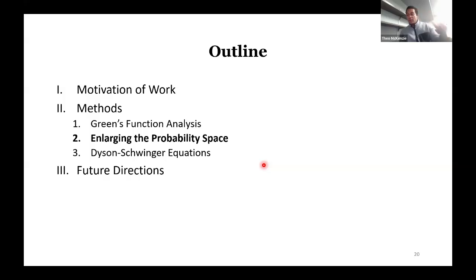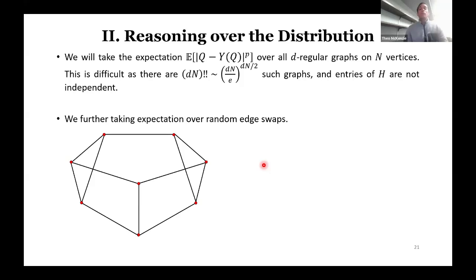Okay, now let's talk about enlarging the probability space. So once again, the problem that we want to deal with here is that there are a lot of regular graphs. Basically, there are dn double factorial many d-regular graphs on n vertices. And the tricky thing here is that entries of the matrix are not independent. So we need to find some action under which the distribution is independent. And this will be this idea of random edge swaps.